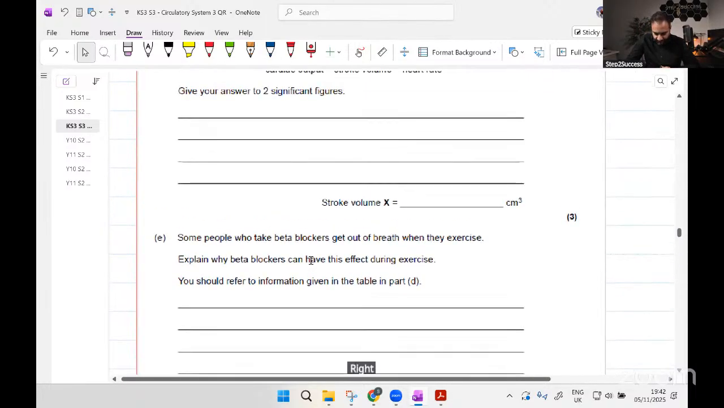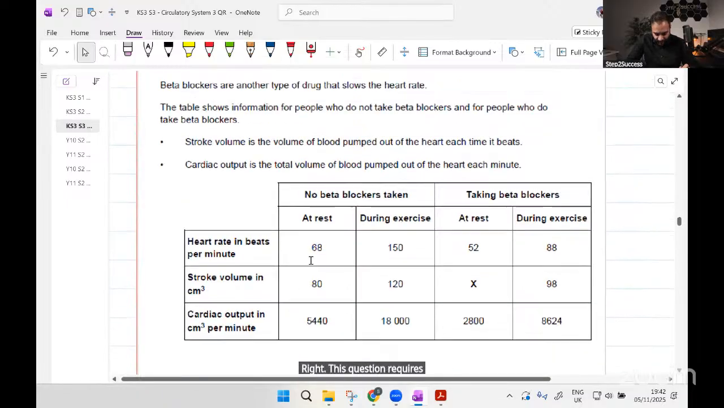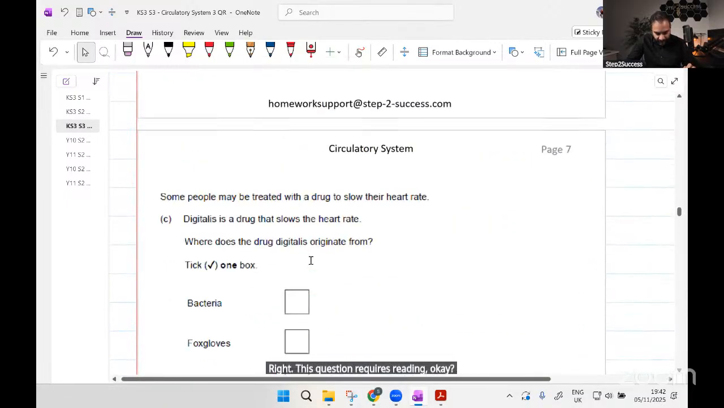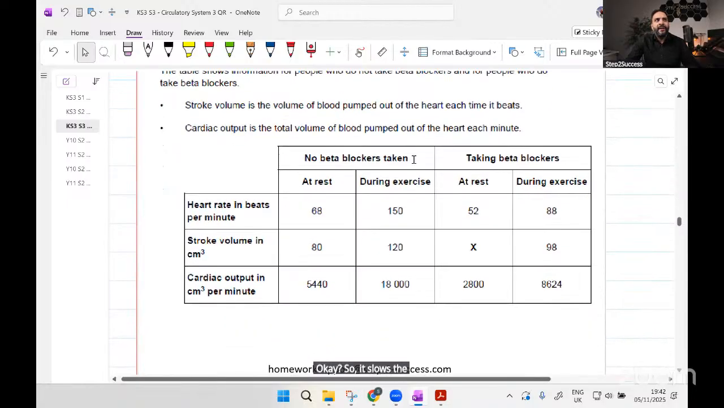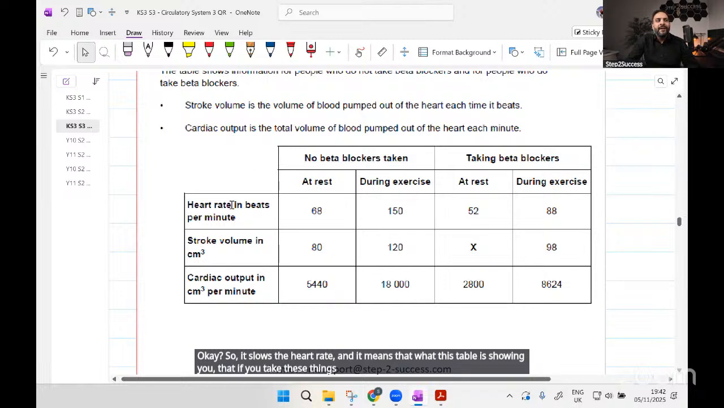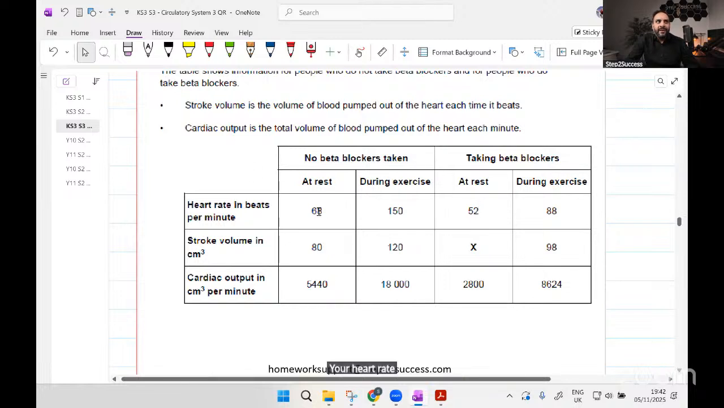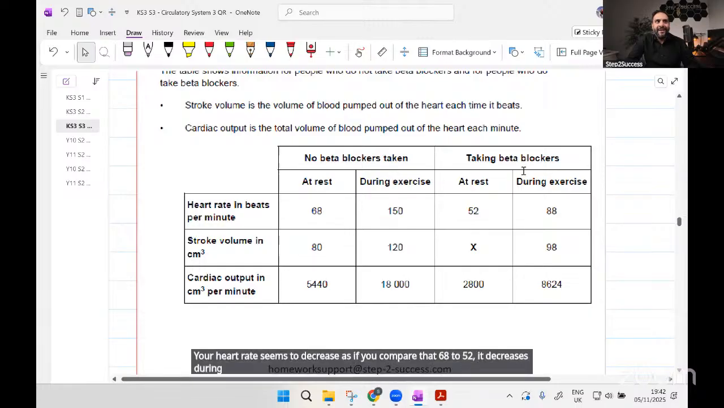Right. This question requires reading, which is a lot of stuff to read, but let's just read through this. It says beta blockers are a type of drug that slows the heart rate. So it slows the heart rate, and what this table is showing you is that if you take these things, your heart rate seems to decrease. If you compare that 68 to 52, it decreases during both rest and exercise. Your heart does not beat as often.